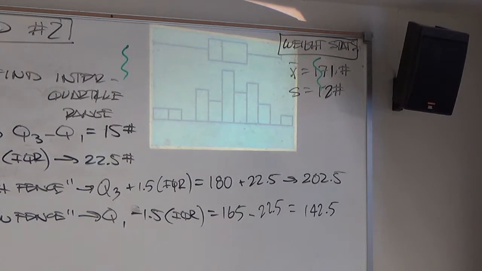Notice, no outliers. If there were an outlier, you'd see little dots. No dots, no outliers. You've got the whiskers, but there's no extreme values out here.